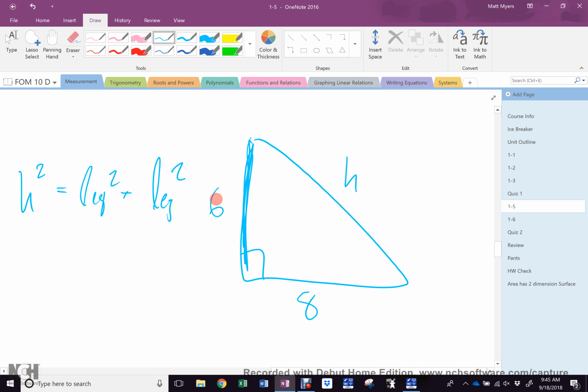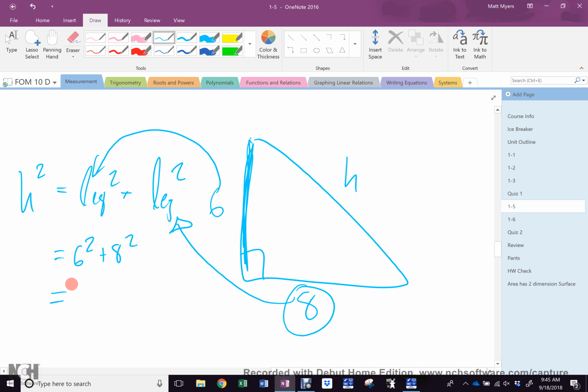What is that number? 6. So that's a leg, so it goes there. So it is 6 squared. What is that number? 8. It's the other leg, so it goes there. Plus 8 squared. What is 6 squared? 36. What is 8 squared? 64. What is 36 plus 64? 100. H squared is 100.